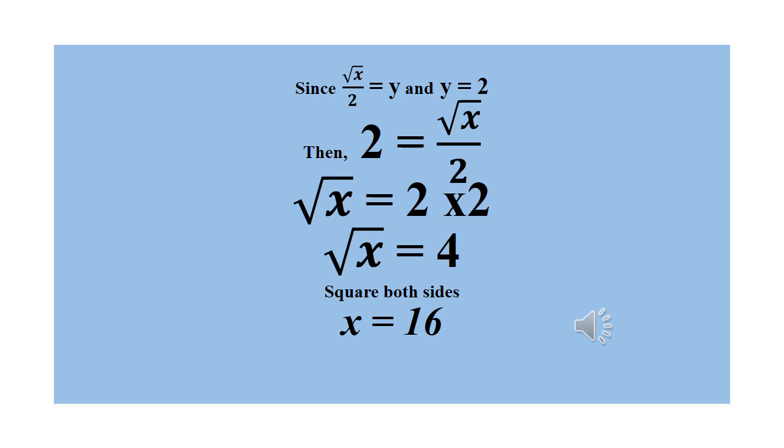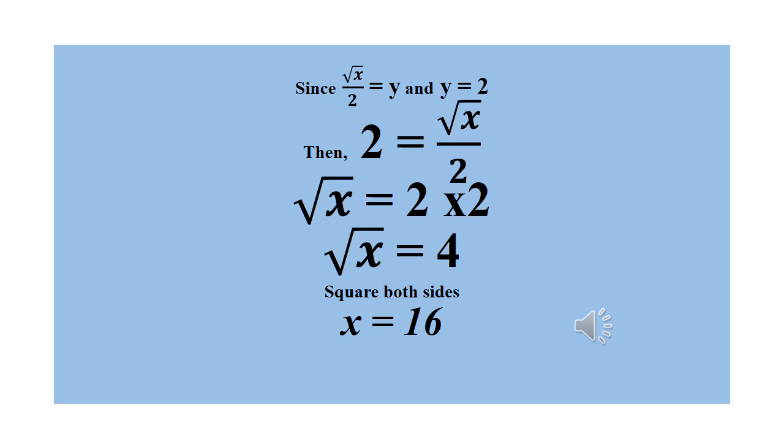So let's plug that in now. Since we have represented our y with square root of x over 2, we have represented square root of x over 2 as y, and now we have y as 2. It means we can equate the two of them. So since the two of them are equal to y, we have square root of x over 2 equals 2.